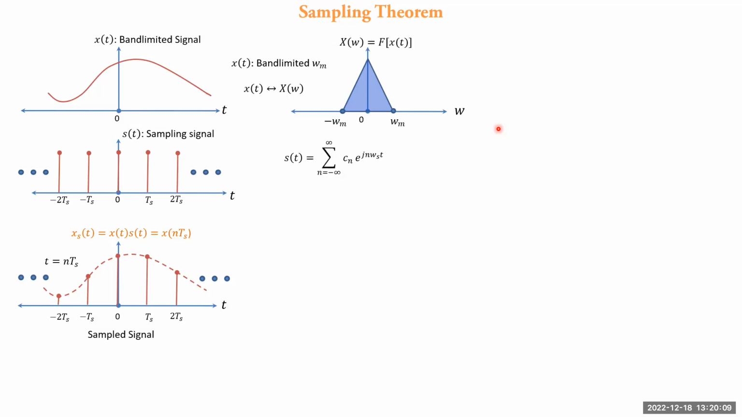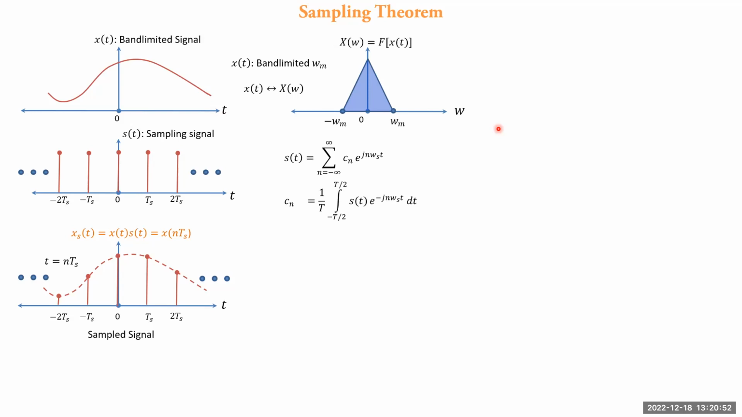Since s(t) is a periodic signal, as we know, we can represent it by means of a Fourier series. So here we are using the complex form of the Fourier series. s(t) is equal to the summation, n varying from minus infinity to plus infinity, of Cn times e raised to jn omega s t, where omega s is the sampling frequency. Now Cn is given by 1 by T integral of s(t) times e raised to minus jn omega s t dt, where the limits of integration are from minus T by 2 to plus T by 2, where T is the sampling interval.